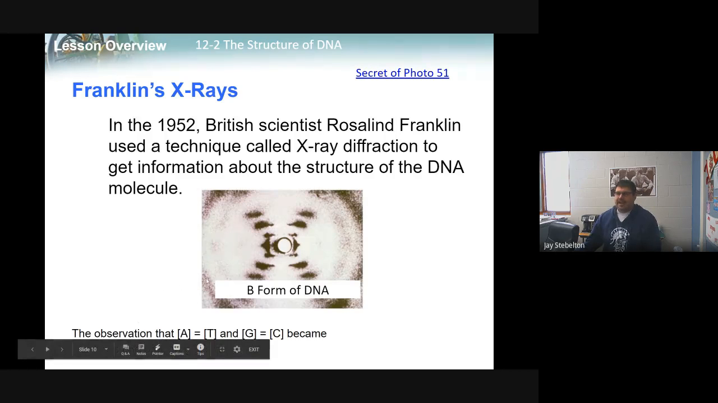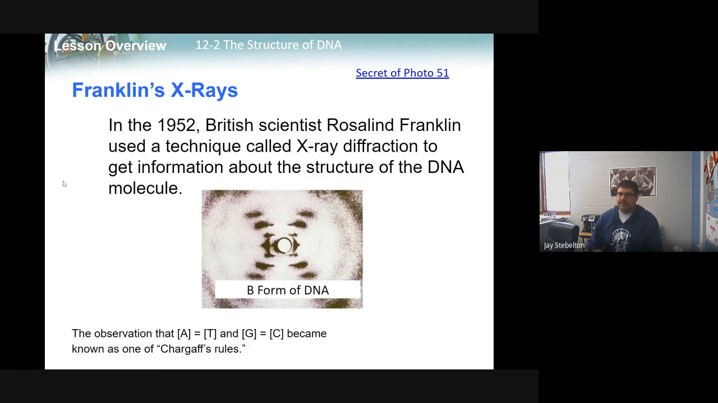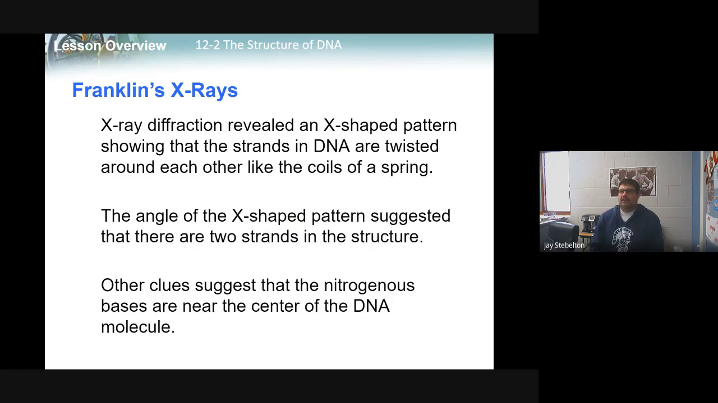Okay, so this observation that A equals T and C equals G became known as Chargaff's rules, from Erwin Chargaff. This X-ray diffraction picture showed the X-shaped pattern that revealed that DNA is twisted around itself, like the coils of a spring. And that's where they got that double helix pattern from. Other clues from the picture suggest that those nitrogen bases are near the center of the DNA and they're hooked together by bonds. And on the outside of the DNA are the phosphate groups.